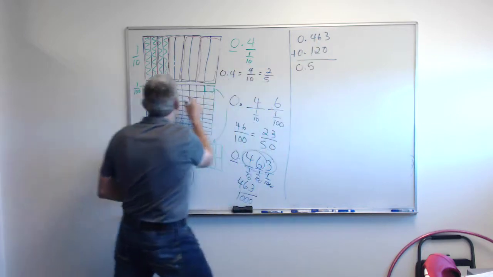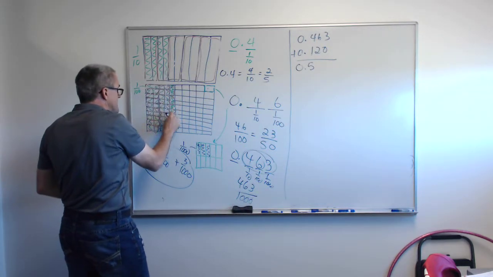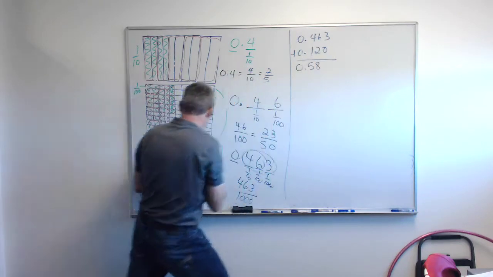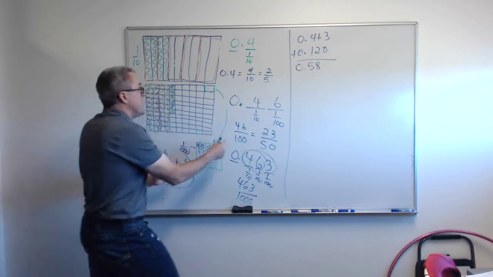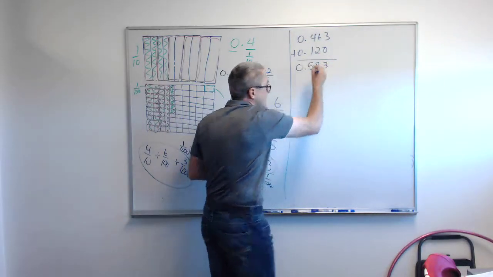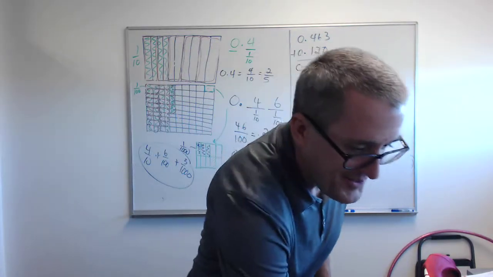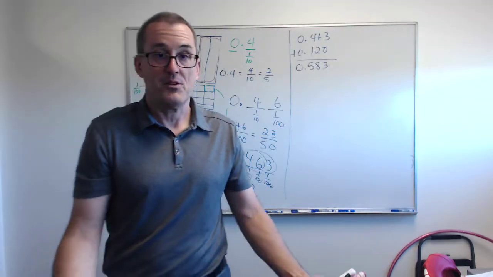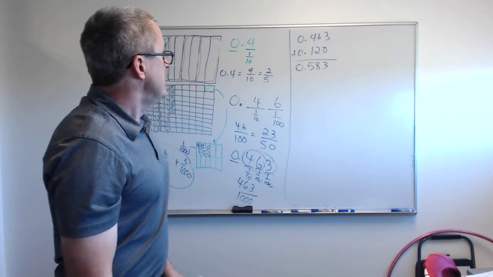How many individual little squares? 1, 2, 3, 4, 5, 6, and then we're going to add 2 more. And then how many of these little tiny 1/1000th pieces do we have? We have 3, and then we're going to add no more. So when we add this together, this all adds up as shown. Now notice what I did here.